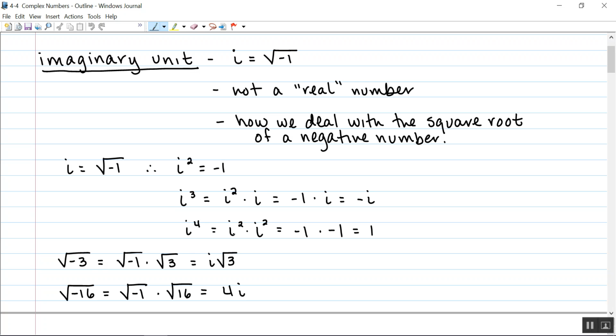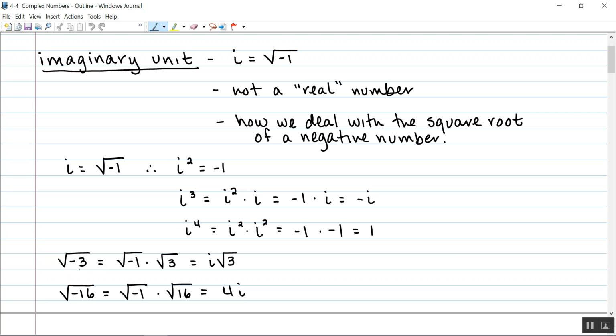i to the fourth is i squared times i squared, which is -1 times -1, which is 1. An interesting thing, i raised to a power that is a multiple of 4 is always going to be equal to 1. We'll use that in one of the problems we're going to take a look at here. Here's how you write it.